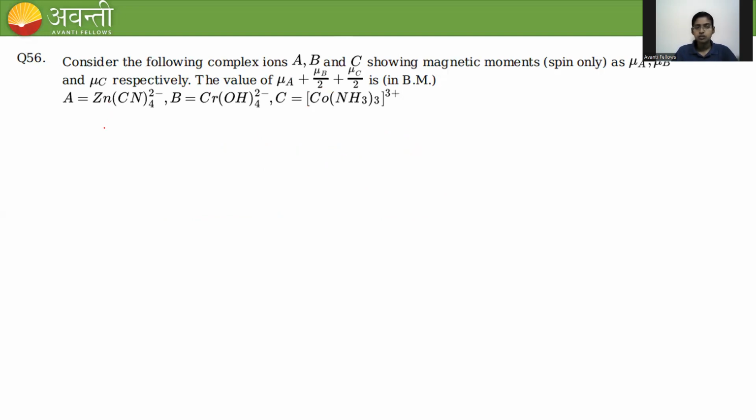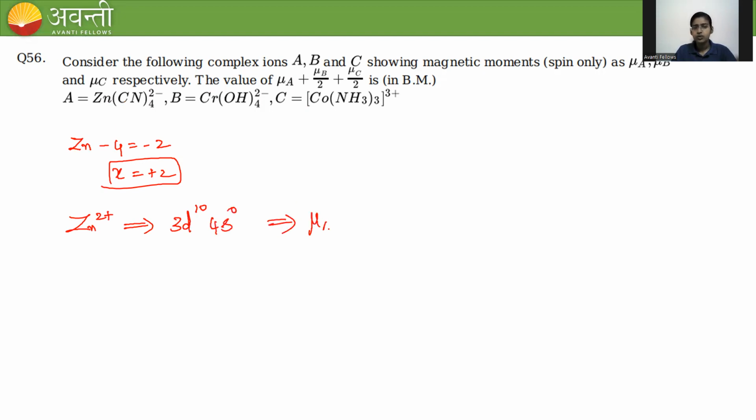So in the first compound, the zinc is in +2 oxidation state. X minus 4 is equal to -2, so zinc is in +2 oxidation state. Zinc is taken as X. So Zn 2 plus: the outer electronic configuration is 3d10 and 4s0, right? So we don't have unpaired electrons, so mu A is equal to 0.